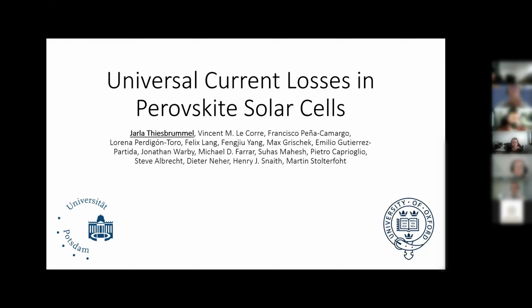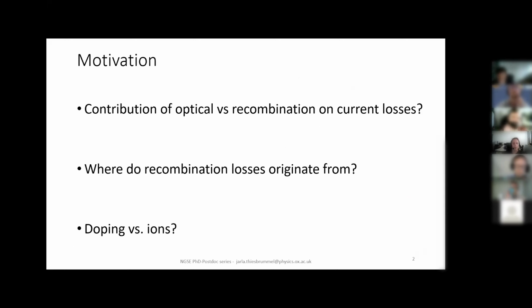All right, but we'll start with the current losses in perovskite. Before we start off, I just want to give you a bit of an idea of the motivation behind this project. I work on lead-tin perovskite normally. And actually, these lead-tin perovskites generally suffer from quite large current losses, often a bit more than their purely lead-based counterparts, although recently there have been some really nice advancements. But because these lead-tin perovskites suffer from such large current losses, the idea was to look into these current losses a bit more.